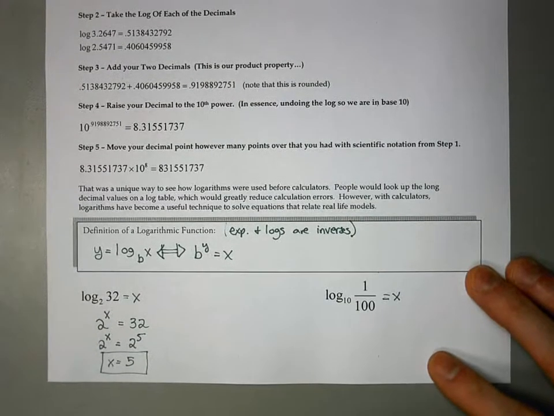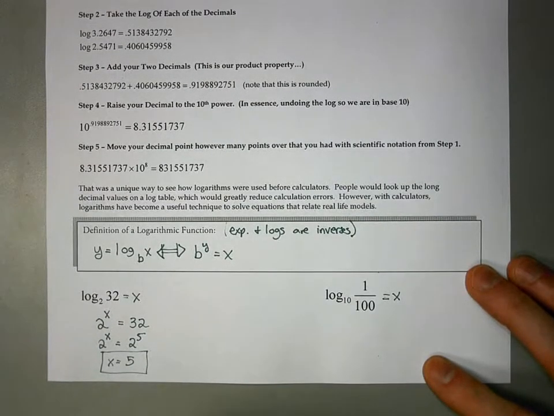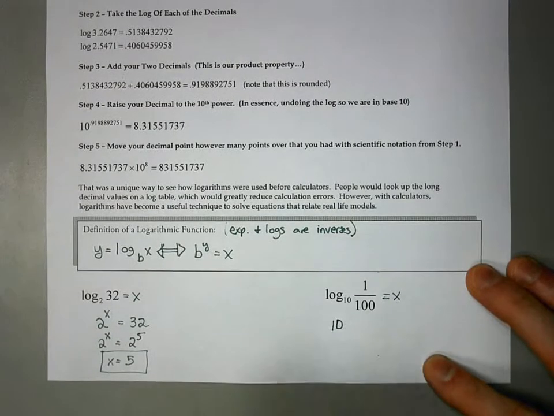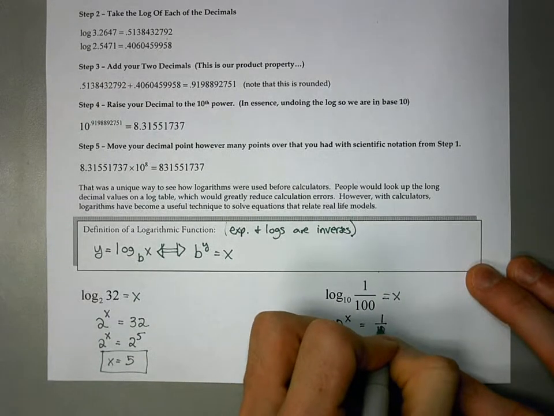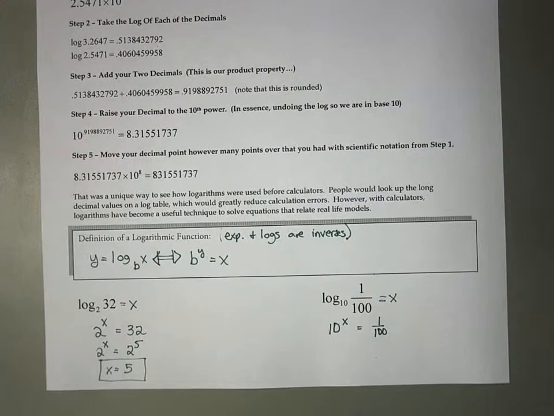The second example, log base 10 of 1/100th is equal to x. We will once again set this up as an exponential. The base is the same as our exponential. The answer to a log is the exponent, and that's equal to 1/100th. You might know that as being -2 just because they're powers of 10.